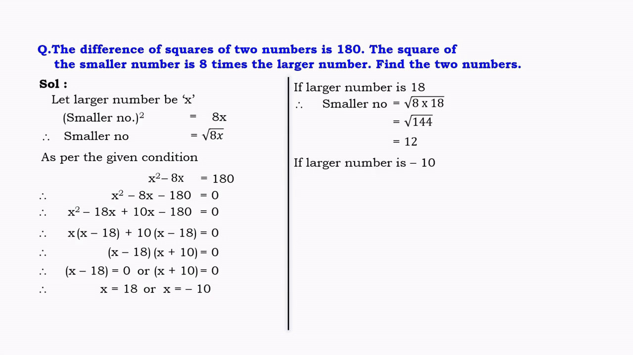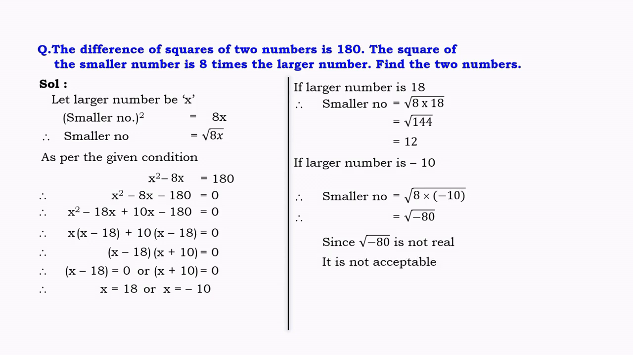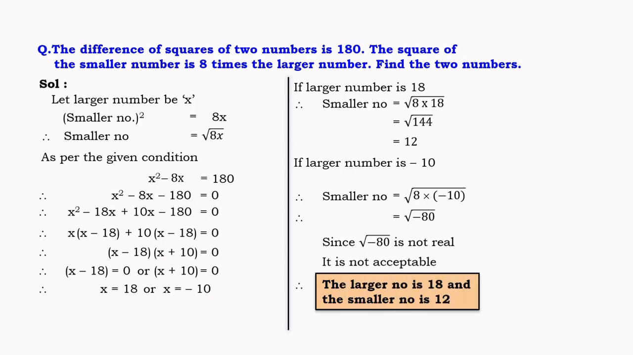Now let us check the other value. If the larger number is negative 10, then the smaller number equals the square root of 8 multiplied by negative 10. This becomes the square root of negative 80. Since the square root of a negative number is not a real number, this value is not acceptable. Therefore, we reject x equals negative 10. Hence, the larger number is 18 and the smaller number is 12.